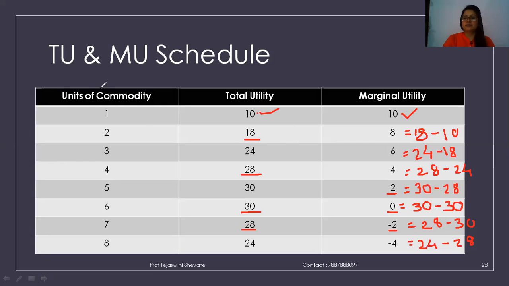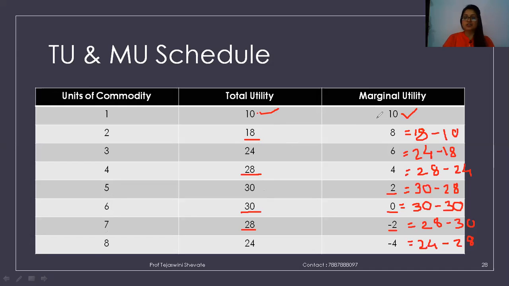There are a certain number of units. For example, in this particular schedule, I have taken 8 commodities consumed one after the other. The total utilities derived are 10, 18, 24, 28, 30. It remains constant at 30, then 28, 24. And how do you find out the marginal utilities? The marginal utility derived from the first unit remains the same as the total utility, which is 10.